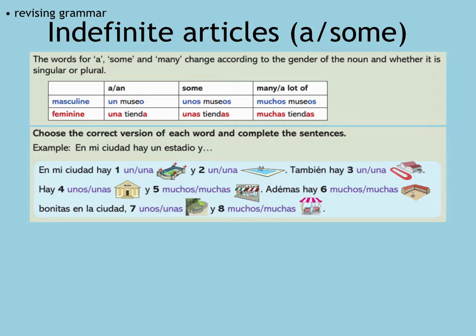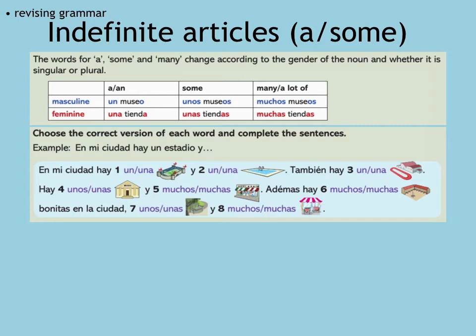Y, then number 2 is a picture of a swimming pool. So you need to think, right, swimming pool in Spanish, is it un or una? And write the word for swimming pool in Spanish. Then picture number 3 is a sports centre. Okay, begins with a P. There's a hint for you.